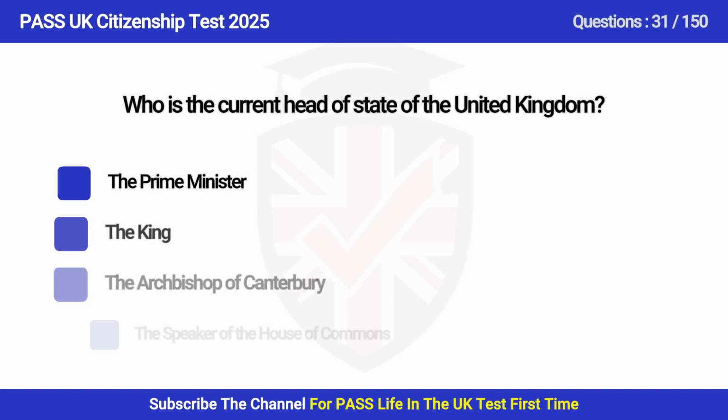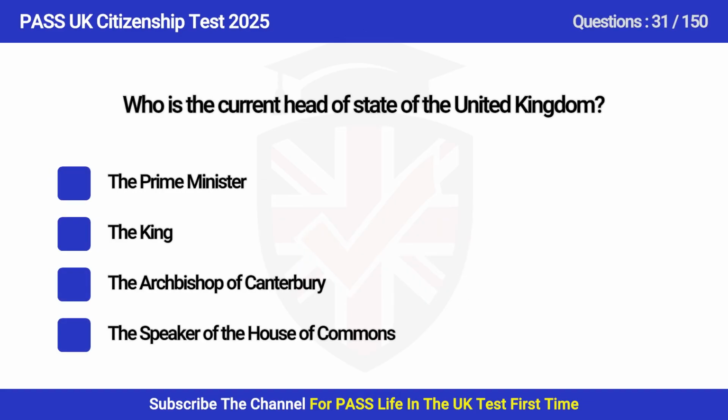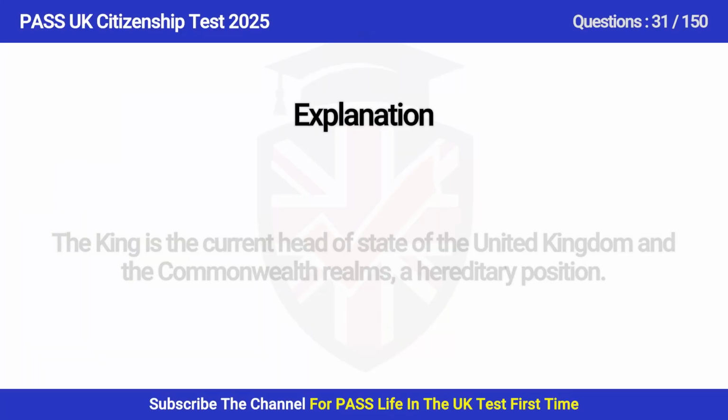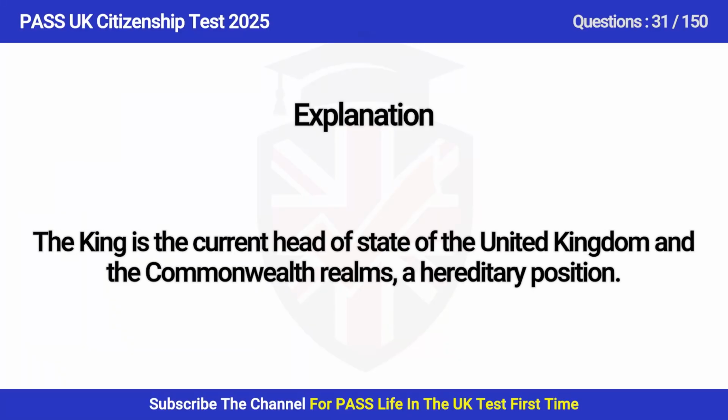Question 31. Who is the current head of state of the United Kingdom? A. The Prime Minister, B. The King, C. The Archbishop of Canterbury, D. The Speaker of the House of Commons. Answer is B. The King. The King is the current head of state of the United Kingdom and the Commonwealth realms, a hereditary position.